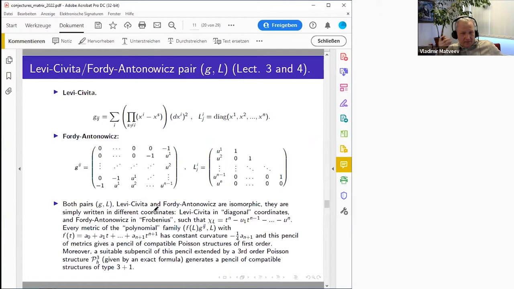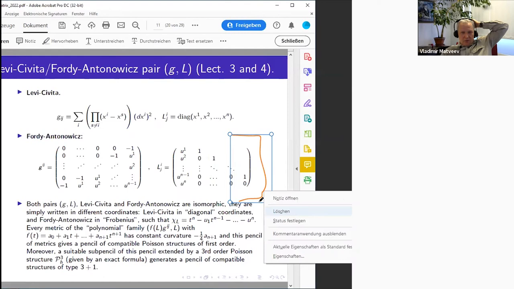So these are the Levi-Civita formulas. You see that our Nijenhuis operator is just diagonal. And we have a formula here. You remember that for Levi-Civita you can put alpha here, and I didn't do it here. And this is the Antonov metric. So both pairs, Levi-Civita and Antonov, are isomorphic and simply written in another coordinate system. This coordinate system I call U. This coordinate system we call X.